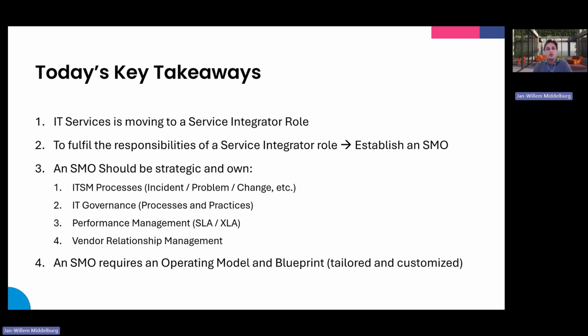So now that you know why an SMO is important, why it frequently needs to be established, and what some of its key responsibilities are, I'd like to leave you with the last key takeaway. Every SMO requires an operating model. And what I've shown you in today's session is that each of those operating models will need to be tailored to individual organizations. There's no one size fits all. And it requires a bit of work to ensure that you can make an SMO, but then also embed it and then establish an operating model so that it also works on a day-to-day basis.